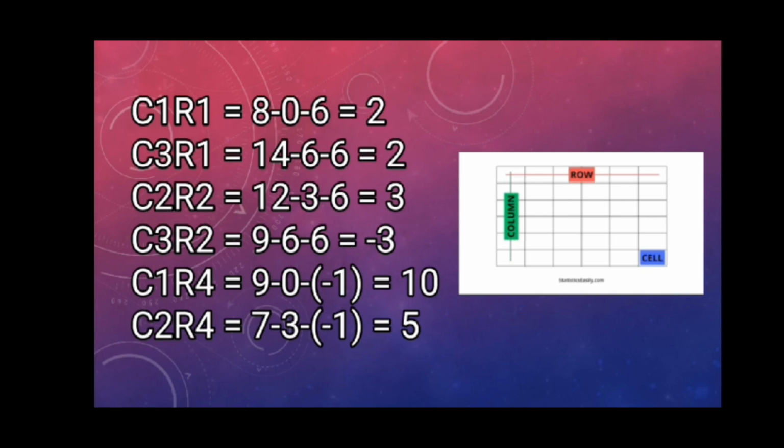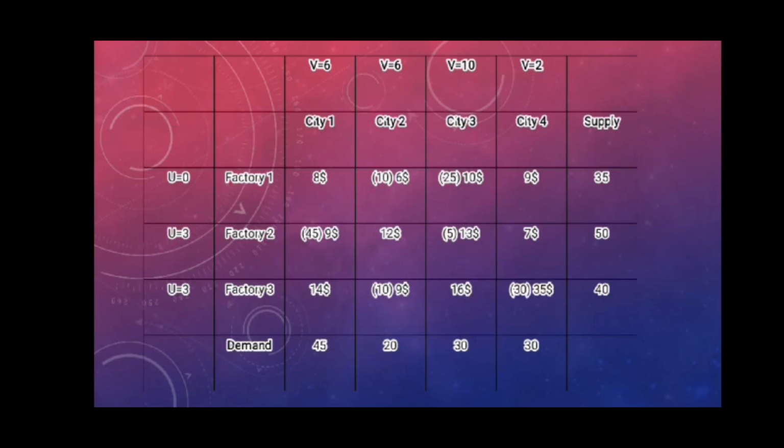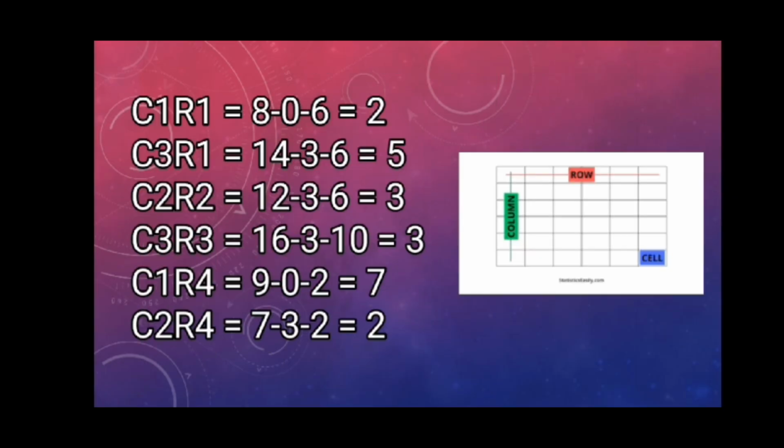Then by solving another assumption with the same process from the previous slide, we can get these results. However, since there is a negative value in it, this means we aren't at an optimal solution. Again and again, by solving another assumption, we get the results with the same process. And once we reach positive values for all the differences of the unallocated cells, we find our optimal solution.